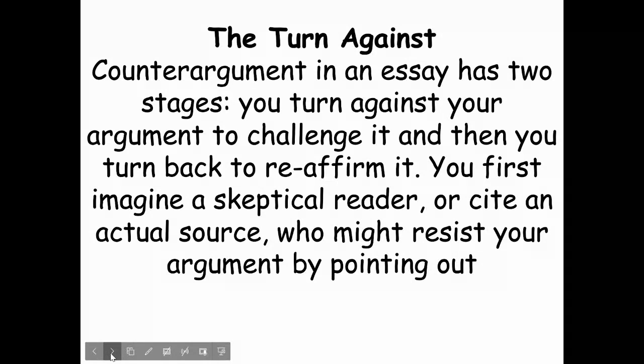First, you turn against your own argument to challenge it, and then you turn back to reaffirm it. First, you imagine a skeptical reader or cite an actual source who might resist your argument by pointing it out. So one way that we do this is by maybe starting your counter-argument paragraph with a phrase like, some people might say, or some believe, or some argue, and then you go ahead and say something that is actually against what you've been arguing for the whole essay so far. But then you're going to turn back around and say, but actually those people are wrong.